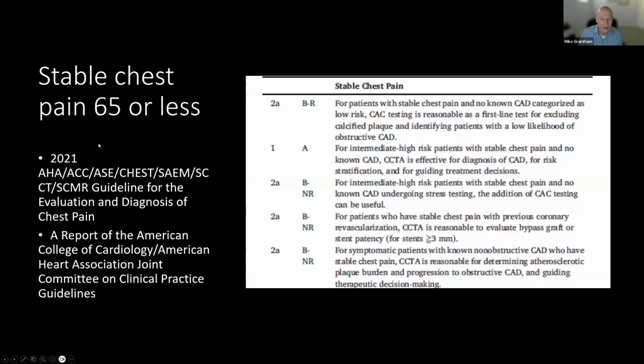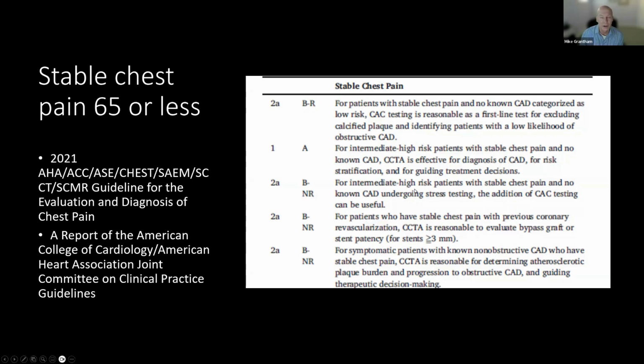And why 65 or less? It's because of the high calcium scores that older patients tend to have. You can still use it in those older patients, and we frequently do. It's just that your accuracy is going to go down. Hopefully that'll improve with newer scanners and newer detectors.